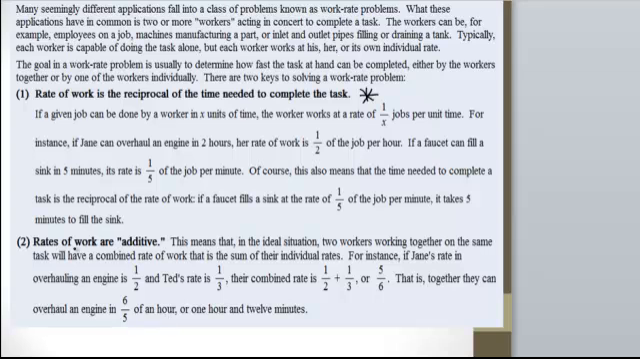And then number 2 is rates of work are additive. This means that in the ideal situation, two workers working together on the same task will have a combined rate of work that is the sum of their individual rates. So if Jane's rate in overhauling an engine is 1/2 and Ted's rate is 1/3, then their combined rate is 1/2 plus 1/3, or 5/6 of the job in 1 hour. Okay? So let's see if we can work a problem.